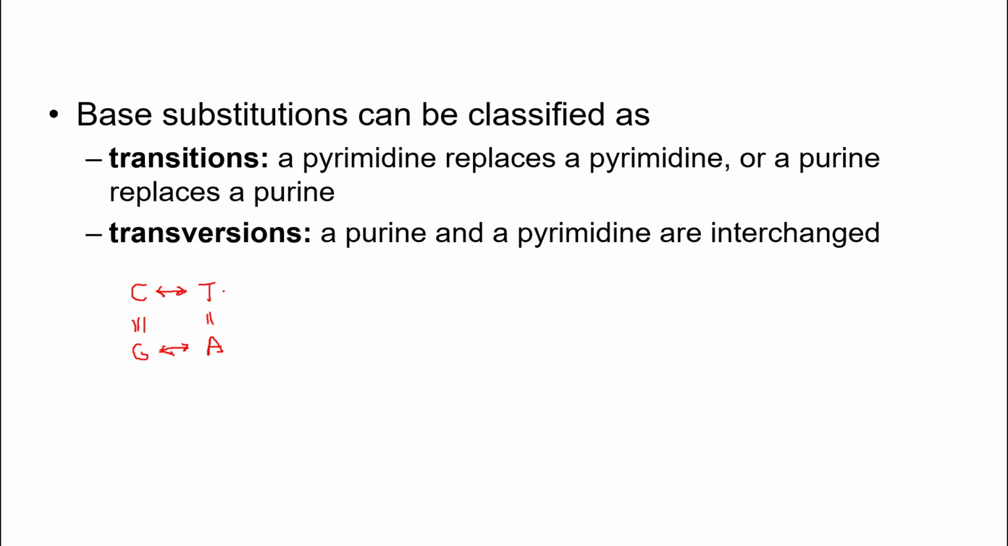Those are transitions. Okay, transversions are when we have a purine and a pyrimidine get interchanged. So that would be like a C to an A, G to a T, or even C to G, A to T. Those would all be transversions.